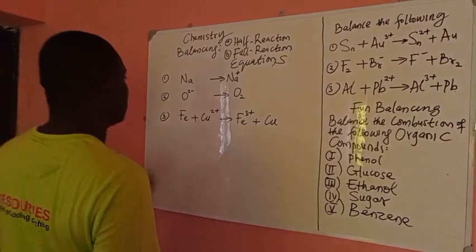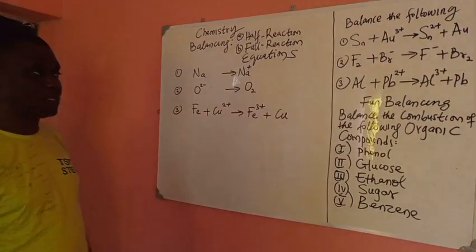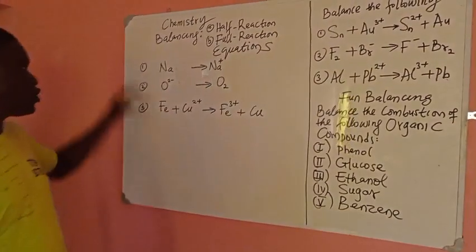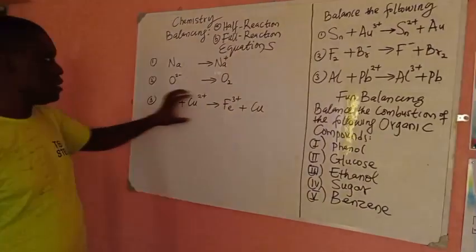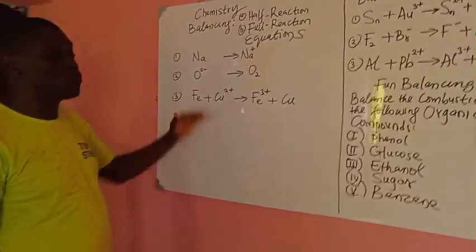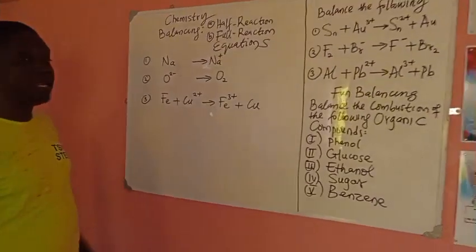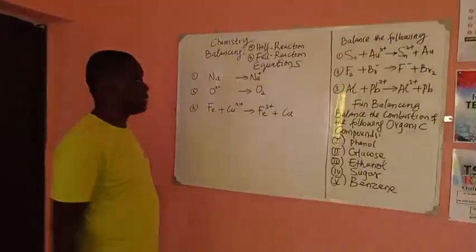Now we have on the board 3 questions for us to practice. The first 2 are half reactions, then the other one is a full reaction, even though we are still going to split it into 2 and then try to recombine it again.